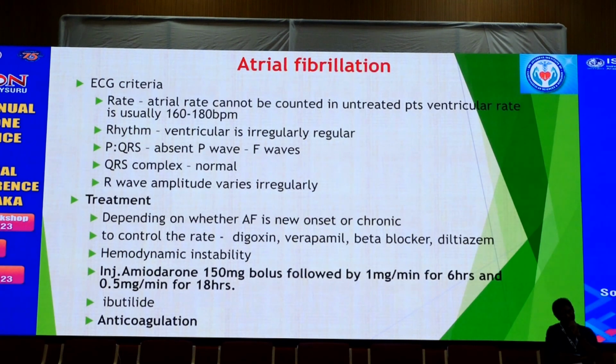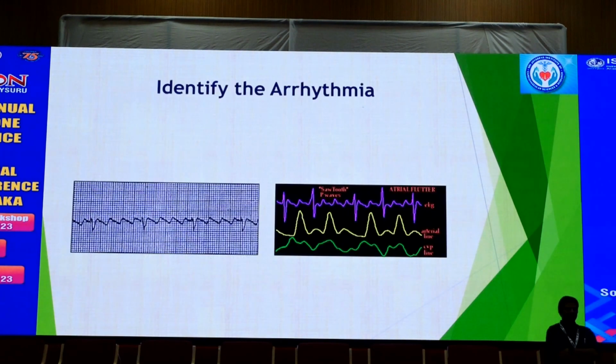Amiodarone can be given as a 150 mg bolus, usually over a period of 10 minutes, followed by 1 milligram per minute for 6 hours, followed by 0.5 milligrams per minute for 18 hours. This is how we load the amiodarone, followed by oral amiodarone. If other drugs like ibutilide are not available, better to be introduced to the one drug which you have, followed by amiodarone. All the patients who have AF have to be anticoagulated. Refer them to a cardiologist. They need anticoagulation.